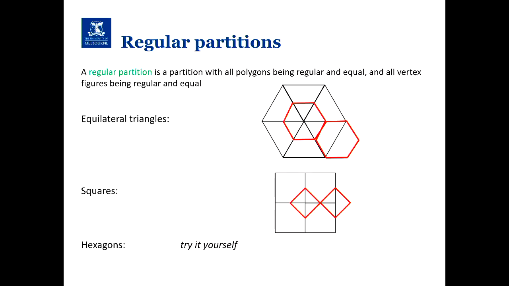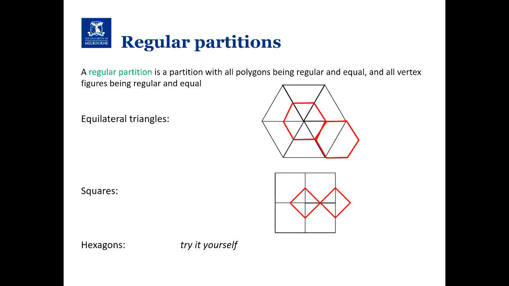Using squares, again, this is a partition, but it's a cell. It's not a simplex, it's a cell. And if I connect the midpoints, I also get a vertex figure. There are only three shapes that can contribute to regular partitions, and those are triangles, squares, and hexagons.